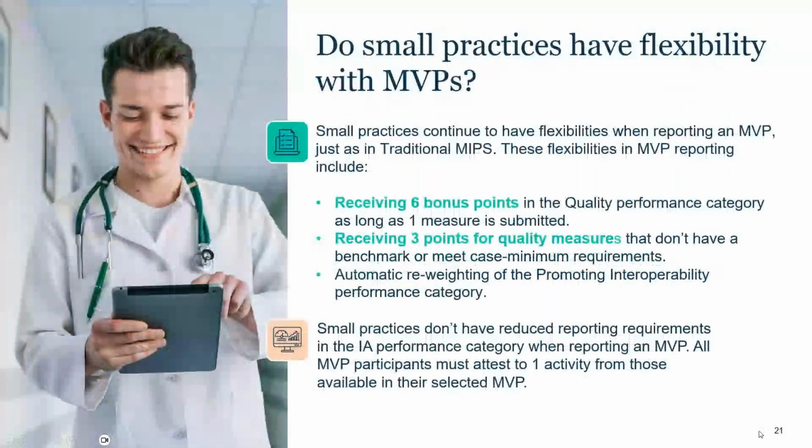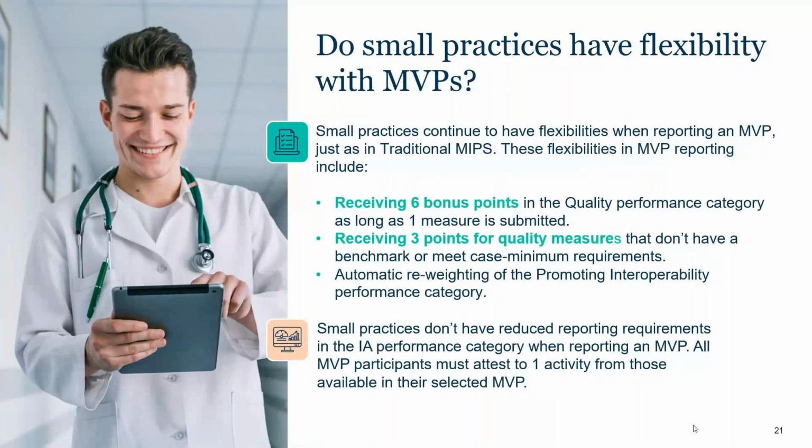Do small practices have the same flexibility with MVPs? They do, very similar to your traditional MIPS. So receiving 6 bonus points in the quality performance category as long as one measure is submitted. So that's a little extra bonus for you. You're receiving 3 points for quality measures that don't have a benchmark or meet a case minimum. So large groups get 0, you can get 3. And promoting interoperability is automatically reweighted, the same in traditional MIPS as it is in the MVP.